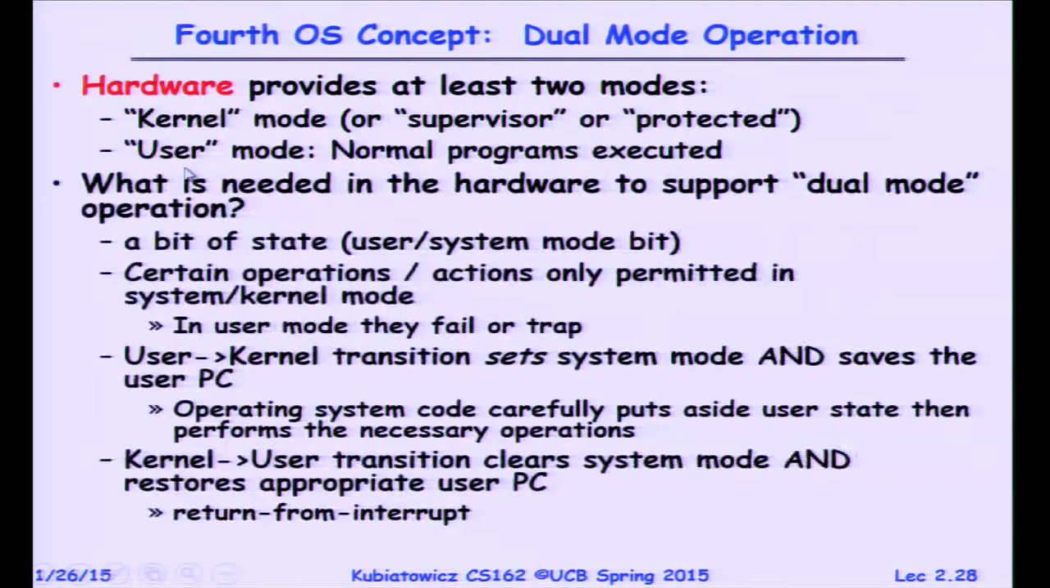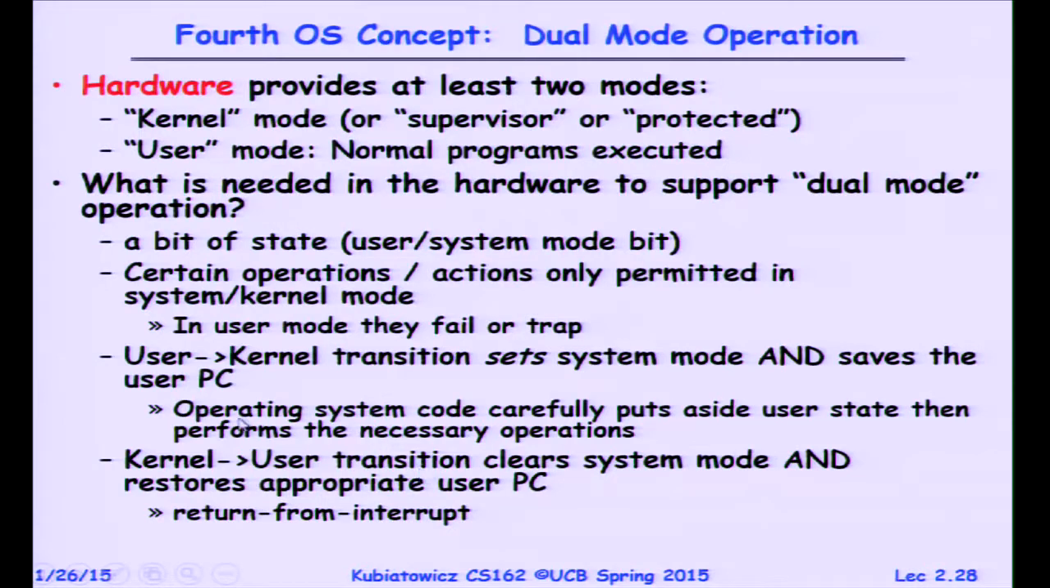And what do you really need to support dual mode? Well, obviously, a bit. It's either 0 or 1. But that's not too interesting yet, right? But certain operations or actions that the processor can do are only available in kernel mode. I'm going to give you a good example of that, which is changing translations, in a second. And the user to kernel transition sets the bit and saves the user PC. And the kernel to user transition clears the bit and restores the PC.